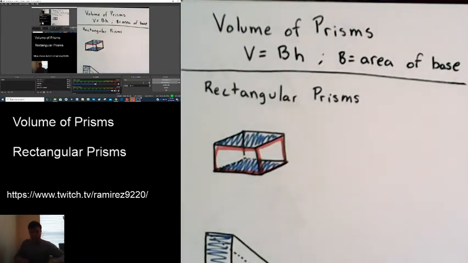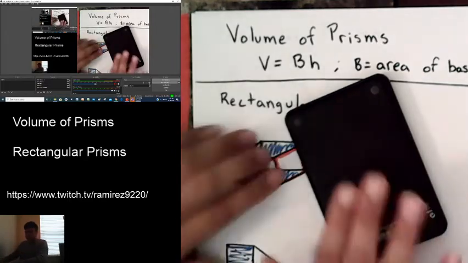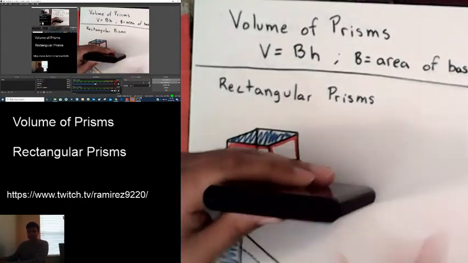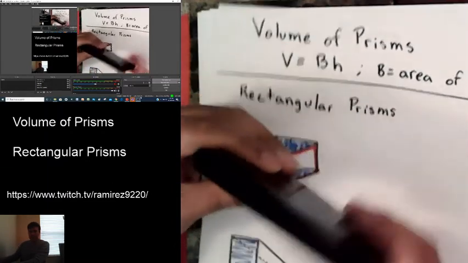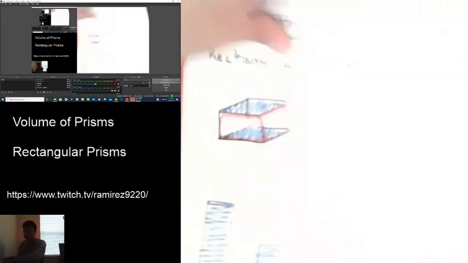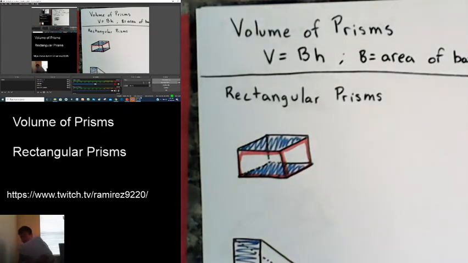Any box that you can think of, right? If these were your bases, this one and this one, they're connected by rectangles. So in general, that's what a prism is. At the same time, though, and you probably won't be able to see this, but there's things. Oh, you could see it on my camera.